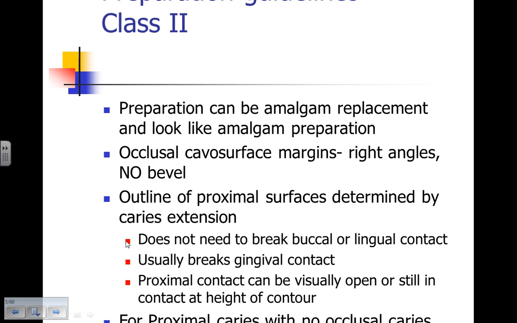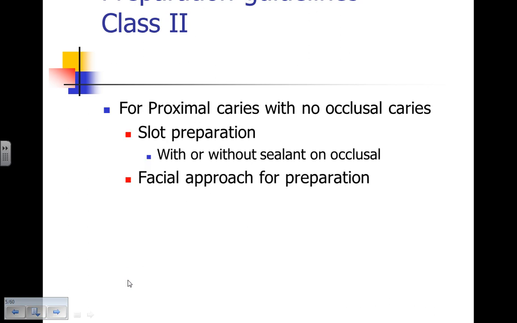Class 2 composites do not need to break buccal or lingual contact. We can still have proximal contact of the buccal and lingual walls. It usually breaks the gingival contact because the initiation of the decay is generally right below the contact area. We can also have the proximal contact be visually open or still in contact at the height of contour. Either buccal or lingual can have contact and the other side can have an open contact. That contact helps determine the type of matricing we'll use for the placement of the composite.